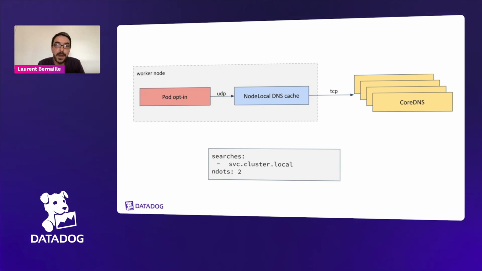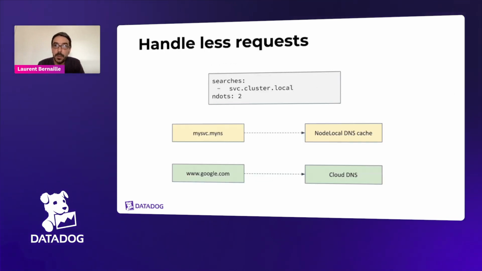However, it gives us a very nice property, which is that now we can go back to ndots equal 2, which means in that case, you're going to do a single query most of the time. So it's much more efficient.